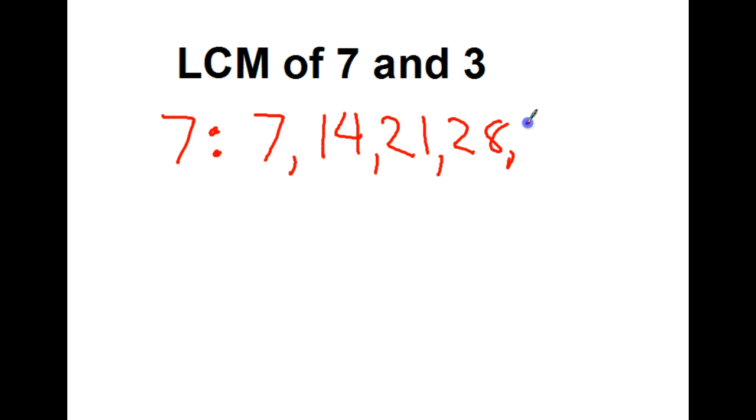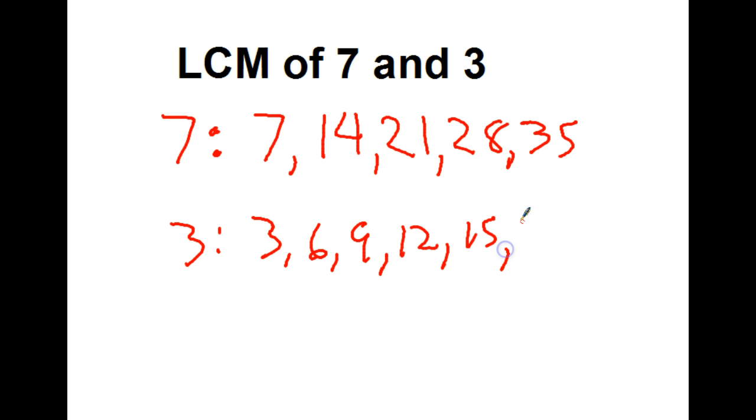So if I wanted to find the LCM of 7 and 3, I would take 7 and find the multiples of 7. So 7 times 1, 7 times 2, 7 times 3, 7 times 4, 7 times 5, and so on. And then I'm going to find the multiples of 3. 3, 6, 9, 12, 15, 18, 21, 24.